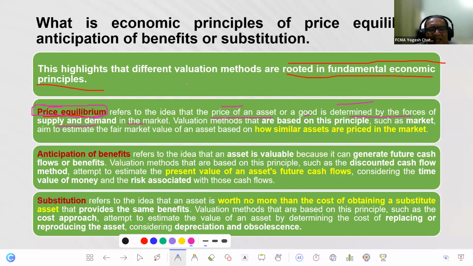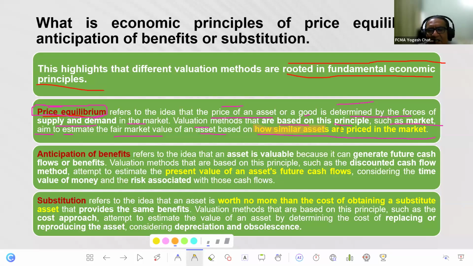And it may happen that at a particular time, the supply and demand for that particular good or asset can be different. So a valuation method based on this principle, the theory of price equilibrium, is the market approach. It makes an attempt to estimate the fair market value of an asset based on how similar assets are priced in the market. That is the crux of valuation under the market approach.